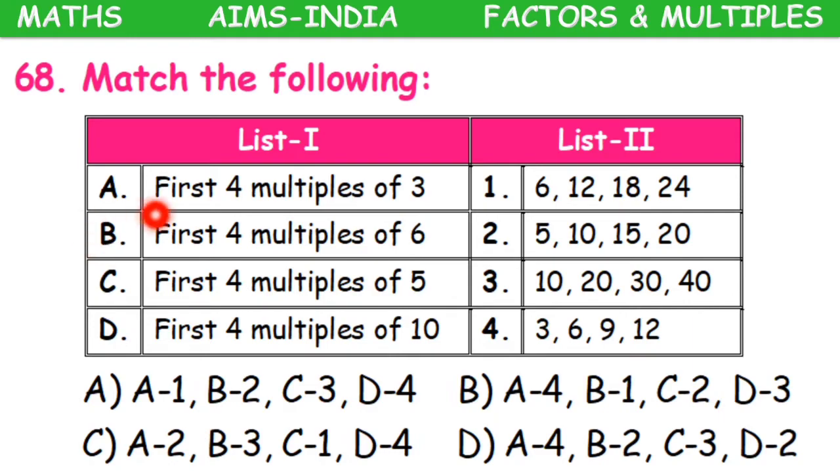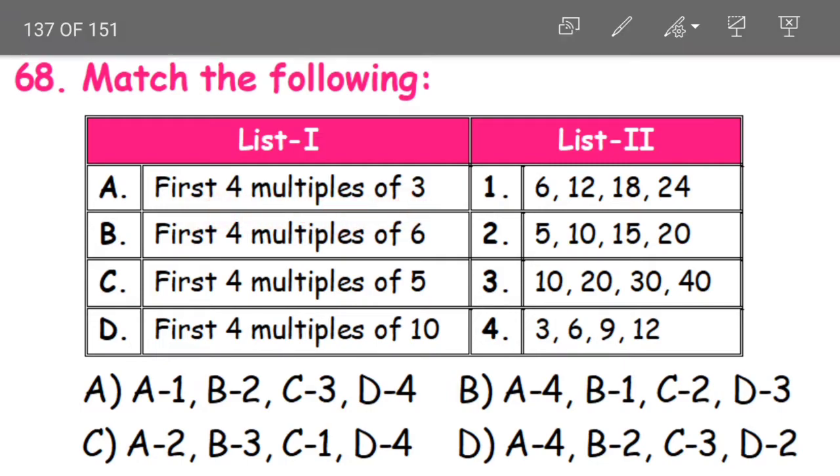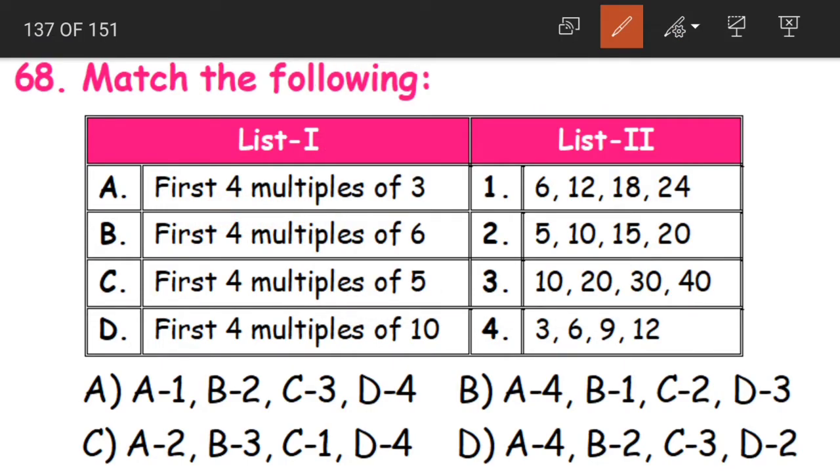Next question. Match the following. In list 1 we are having certain statements, and in list 2 we are having certain numbers, children. Now we need to match the following. Match the statements in list 1 with the multiples in list 2. Option A, first statement is first 4 multiples of 3. What are the first 4 multiples of 3? We have 3, 6, 9 and 12. That is nothing but our option 4.